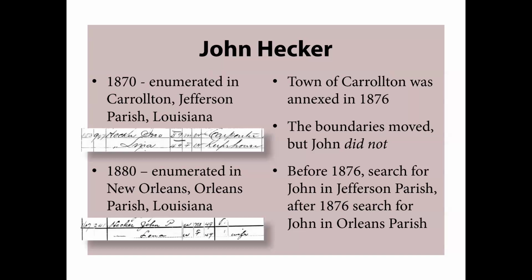Here's an example of how a place changes. We're going to talk about John Hecker for a minute. In 1870, John Hecker is enumerated in Carrollton, Jefferson Parish, Louisiana. There's a screen capture of it right below there. In 1880, he's enumerated in New Orleans, Orleans Parish, Louisiana. Wait, that's strange. He must have moved. Well, if we look on the column on the right, we learn that the town of Carrollton was annexed in 1876. The boundaries moved, but John did not. Before 1876, search for John in Jefferson Parish, and after 1876, you have to search for John in Orleans Parish.